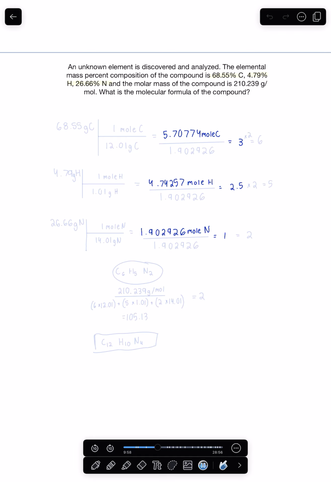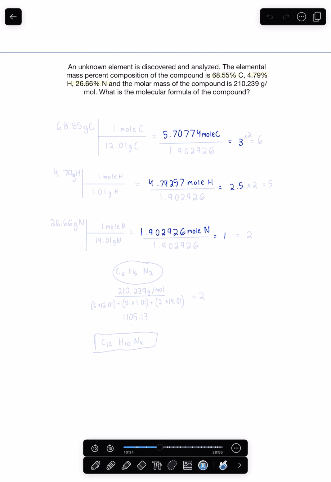All right, so our second problem is an unknown element is discovered and analyzed. The elemental mass percent composition of the compound is 68.55% carbon, 4.79% hydrogen, 26.66% nitrogen, and the molar mass of the compound is 210.239 grams per mole. And it is asking us for the molecular formula of the compound.